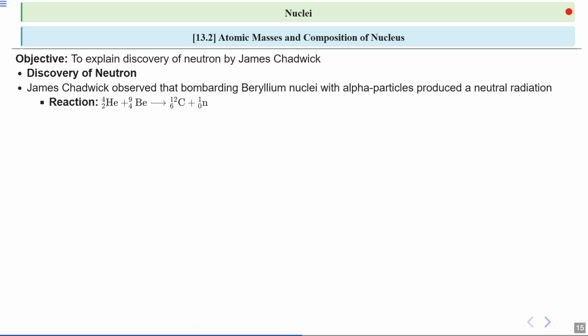So what was the reaction of the experiment of James Chadwick? That is, he bombarded the beryllium-9, ^9_4 Be, nuclei with the alpha particle, that is helium nuclei, ^4_2 He. So this reaction gives carbon-12, ^12_6 C, plus 1 neutron.